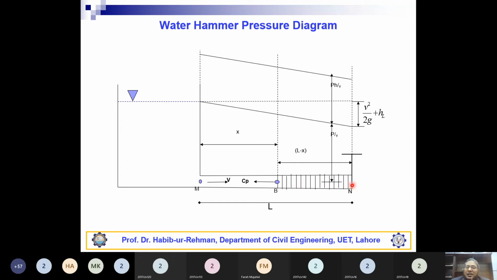and at point N, this unloading negative pressure wave will take a time, how much? L over Cp. So this is one cycle of the water hammer pressure, and then it will keep on occurring, and there will be damping and reduction of these pressures, and after some time the pressure in the pipeline becomes normal. This is the water hammer phenomenon.